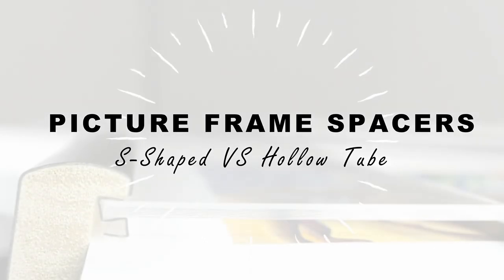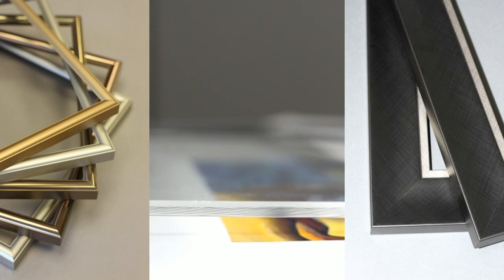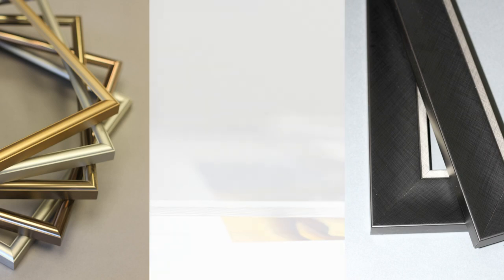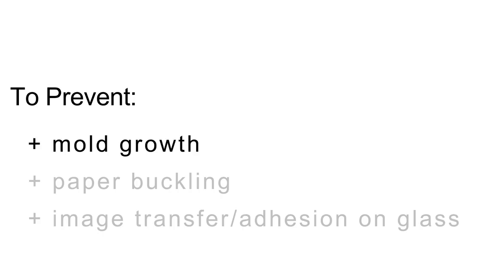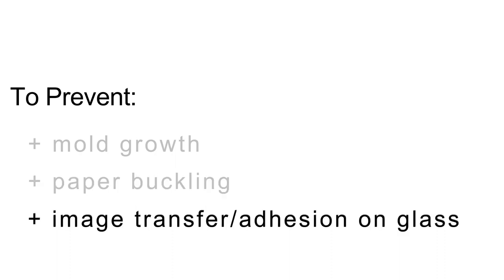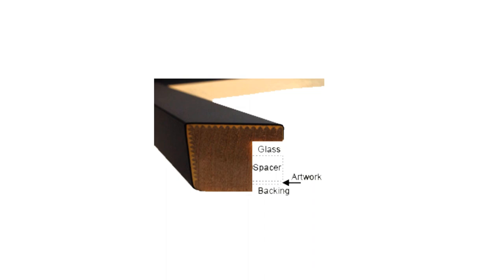Frame spacers are used to make the proper airspace between art and the glass in either wood or metal picture frames. This airspace helps prevent mold growth, paper buckling, image transfer, and adhesion to the glass, all hidden behind the frame lip.